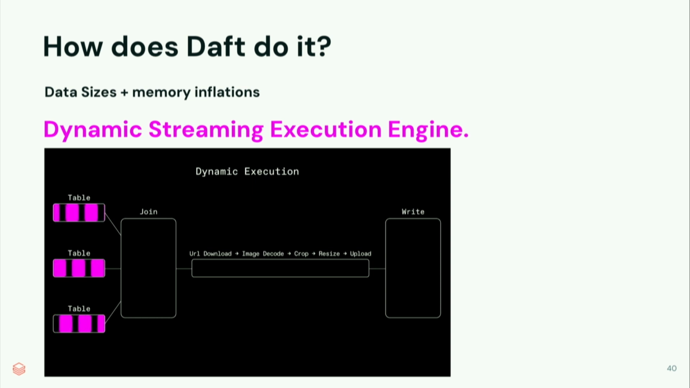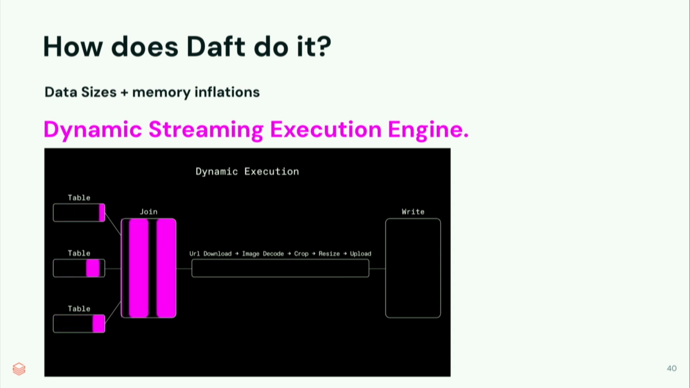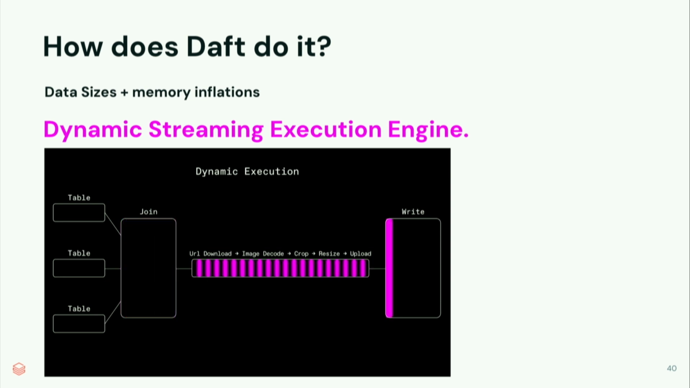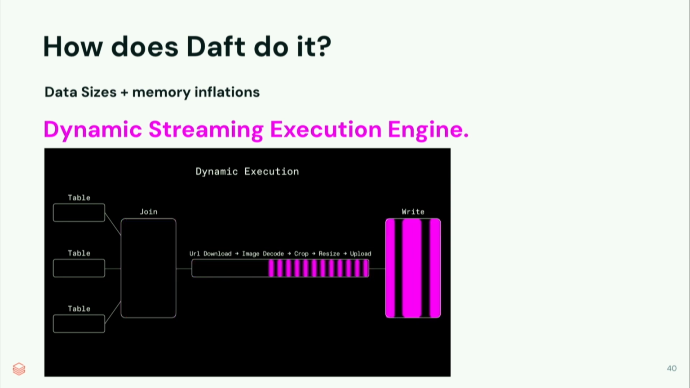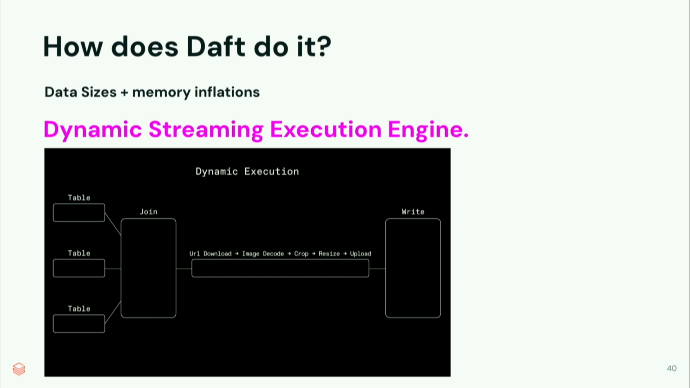In this use case, the batches of data are represented by the size of these pink boxes. Notice how when you are reading from your tables, it's a small batch. When you're joining the data, it's a pretty big batch. But as soon as we get to the URL download and the image decode, Daft can recognize that this is a very multimodal operation, and therefore it should use small batches.